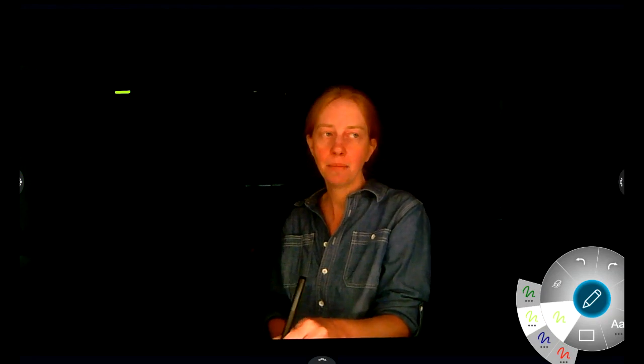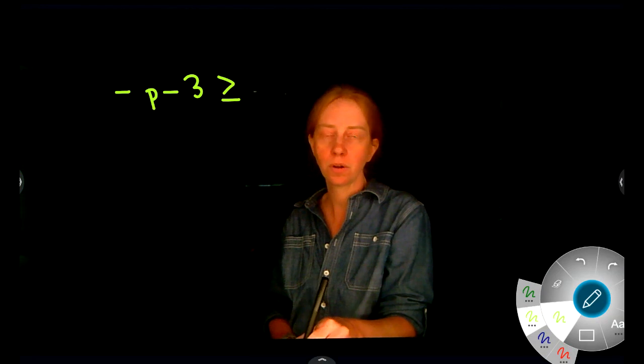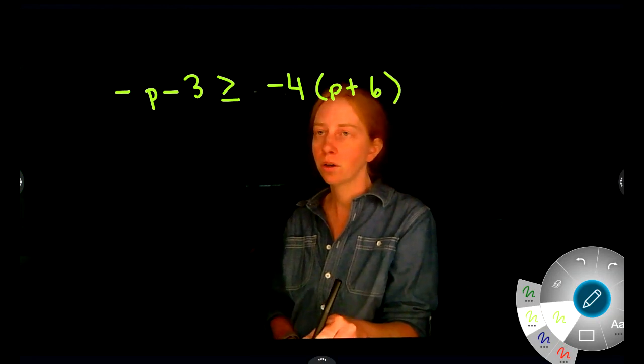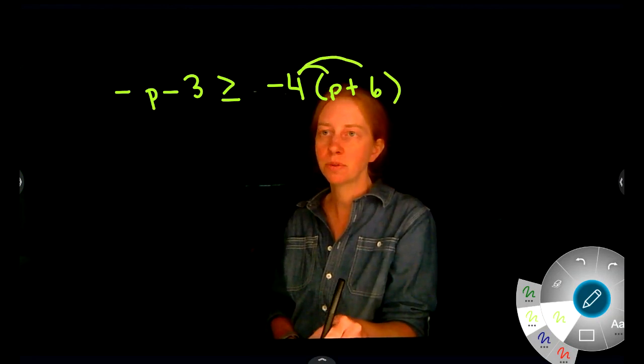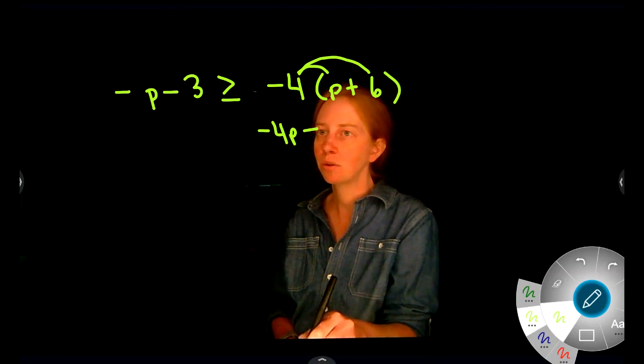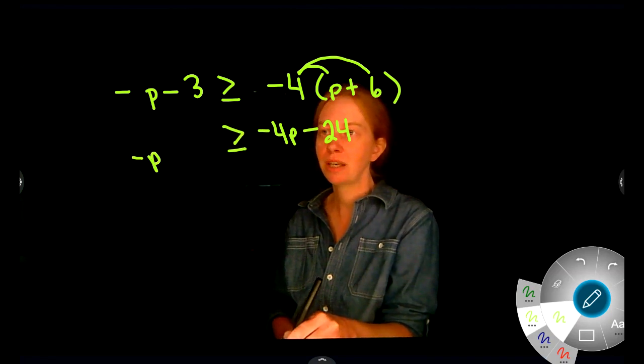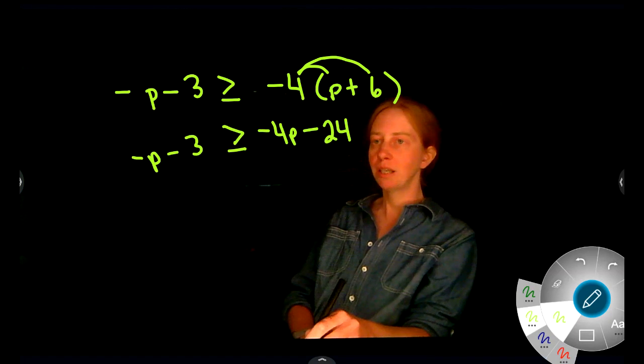Okay, so my next question here says minus p minus 3 is greater than or equal to negative 4 times p plus 6. So again, we're just practicing using order of operations and how to solve problems. So we're going to distribute this. We have negative 4p minus, a lot of times students forget that negative. So negative 4 times the 6 is negative 24. Okay, and negative p minus 3. We're going to keep on working on this.